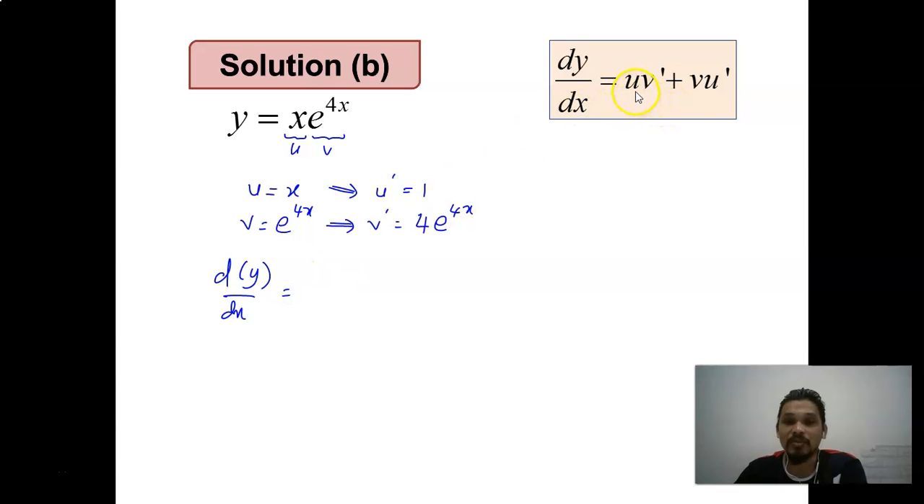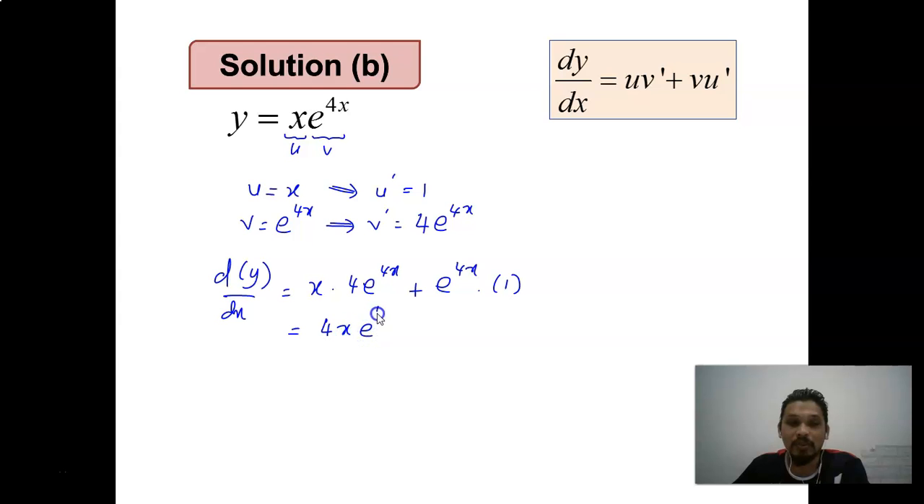So let's take a look at this one. You know, u v prime plus v u prime. U v prime, u equal to x, and v prime equal to 4e to the power of 4x, plus v u prime. V equal to e to the power of 4x and u prime equal to 1. Okay, so simplify all this in here.